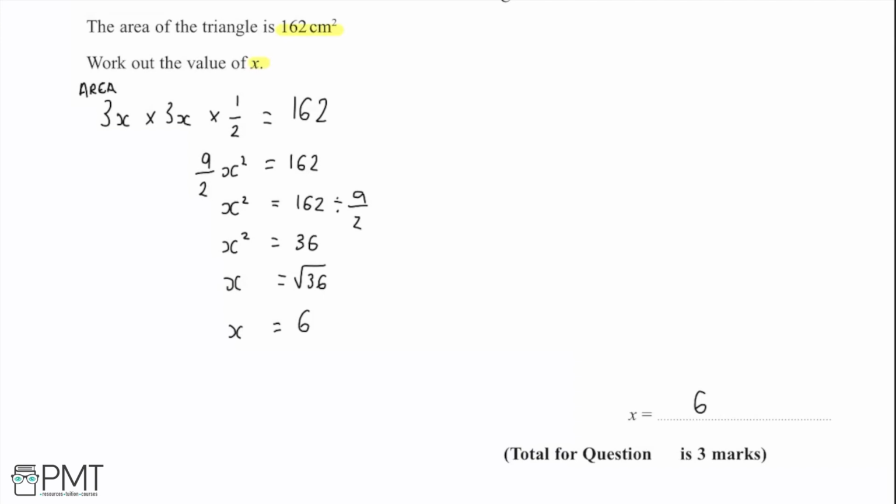Now, as for how the marks are awarded here, you get the first mark for using a process to set up an equation in x, so this line here would give us a mark. You'd then get a second mark for a process to simplify to x squared, so getting x squared to be equal to 162 divided by 9 over 2, or x squared is equal to 36. And then the final mark is for the correct answer here of positive 6.